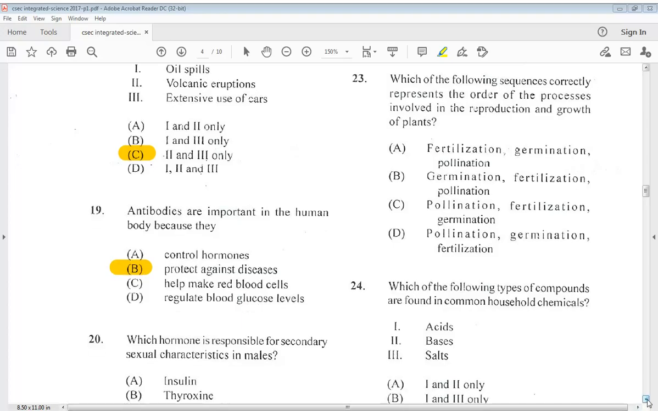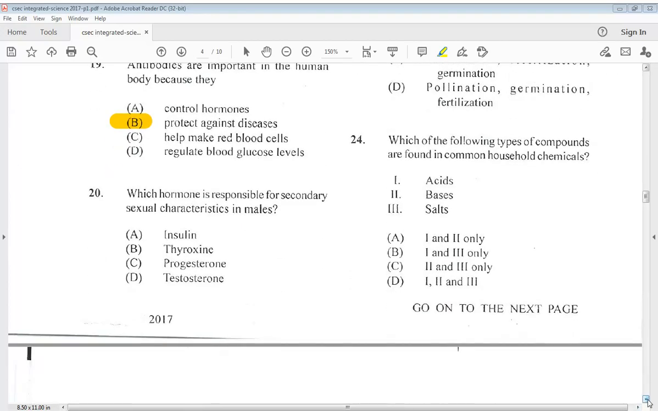B. 20 says, which hormone is responsible for secondary sexual characteristics in males? Now, we know, once we hear male, we know it is testosterone. D.